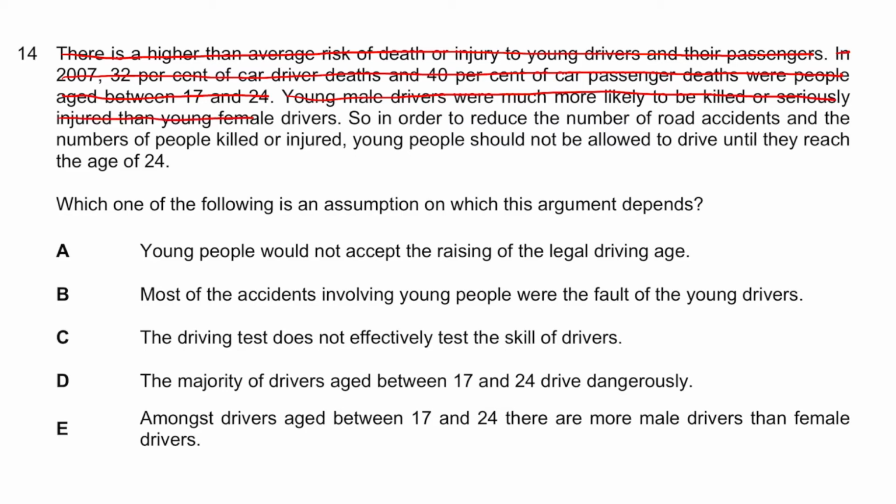So this is gearing us, guys, towards the type of passage that gives a bunch of reasons and then the conclusion at the end. And this is what we see next. So given all of that, basically, in order to reduce the number of road accidents and the number of people killed or injured, young people should not be allowed to drive until they reach the age of 24. That's clearly going to be the conclusion, guys, isn't it? Because of this magical conclusion indicator. So the conclusion here is that young people should not be allowed to drive until they reach the age of 24. And the main reason basically lies upon this statement: 32% of the driver deaths and 40% of the passenger deaths were people aged in those categories.